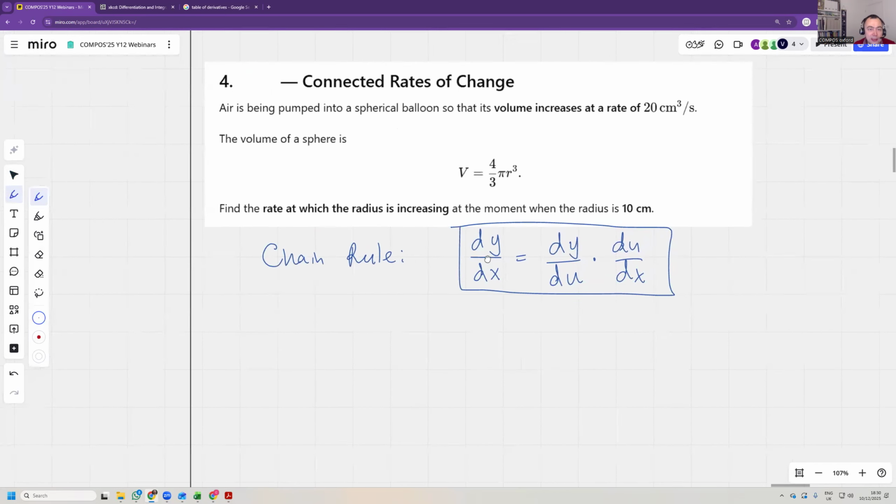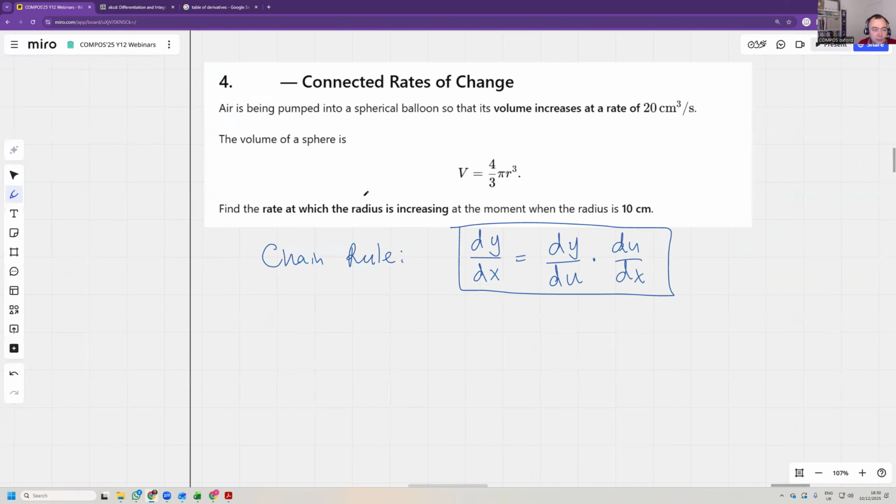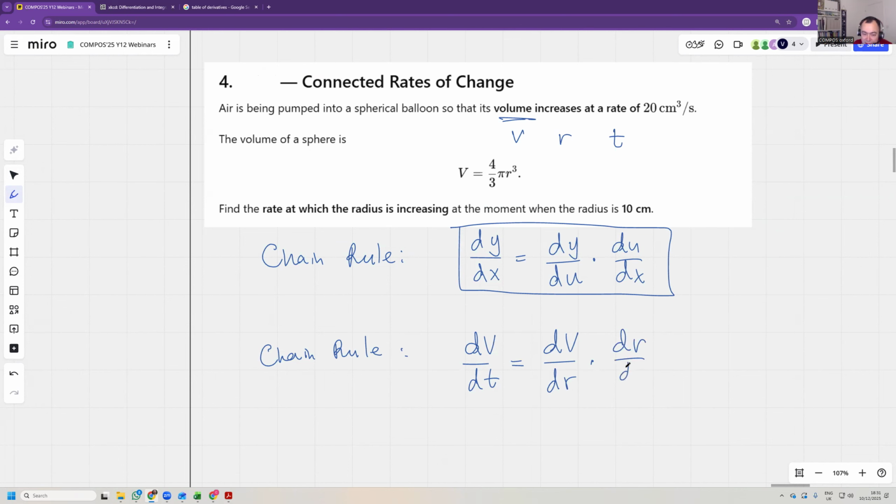So for this, the volume increases. Here we have volume, which is V, radius, which is r, and t is time. So we write down the chain rule: dV/dt, the derivative of volume with respect to time, can be written as dV/dr multiplied by dr/dt.